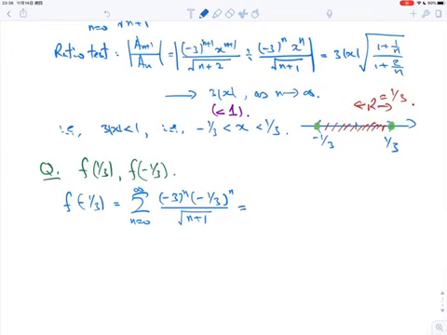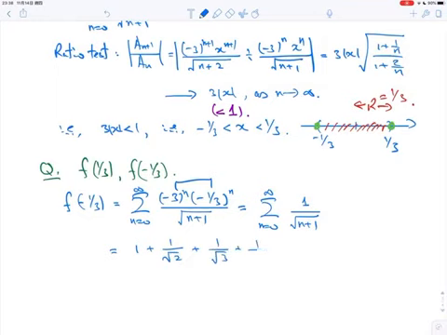Okay, so the two negative signs are going to cancel, so we're left with just 1 in the numerator, and then the denominator is going to be root n plus 1. n goes from 0 to infinity, so this is a series of the form 1 plus 1 over root 2 plus 1 over root 3 plus 1 over root 4, etc.